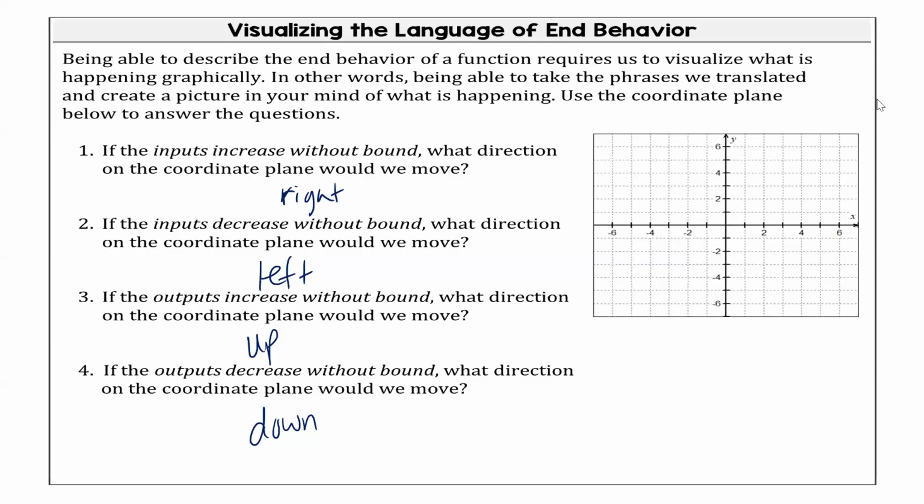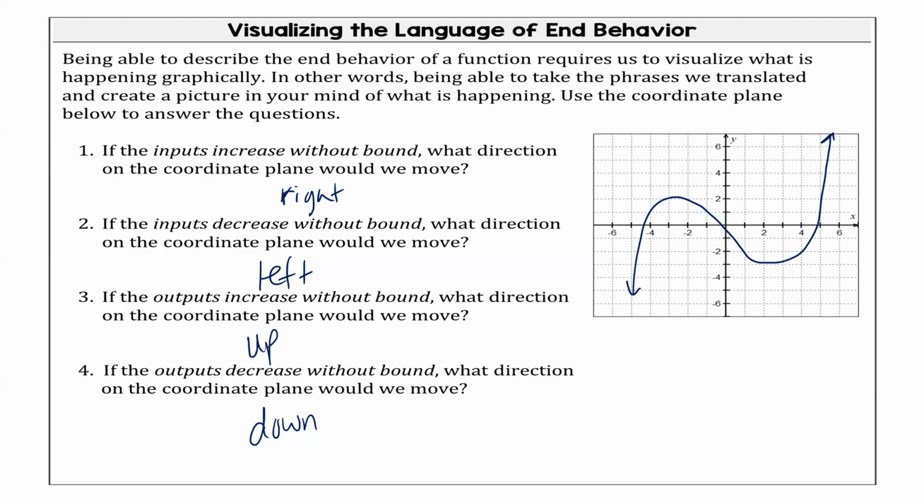We're supposed to be practicing using our vocabulary, right? So I'm just going to draw a quick little easy peasy one. When I'm using the vocabulary, I'm going to describe what's happening to the right. So I would say, as the inputs increase without bound, my output is doing what on the right? My output is increasing without bound.